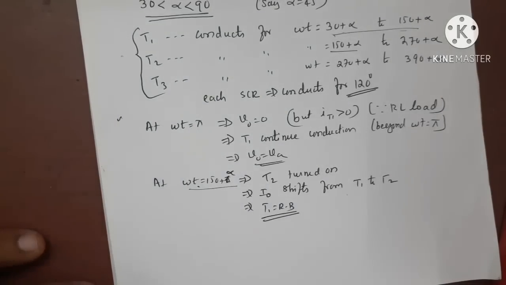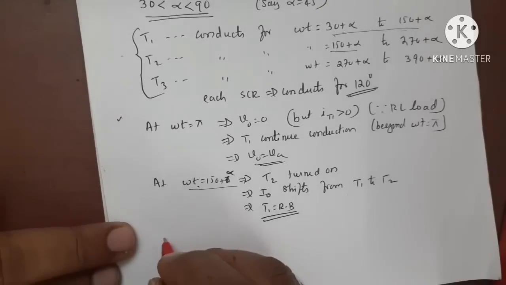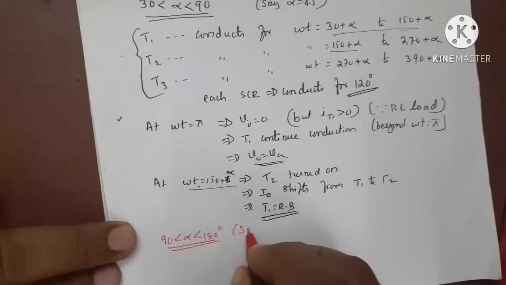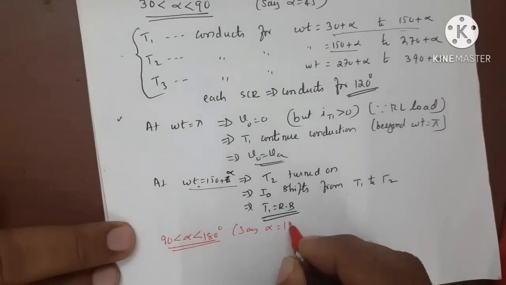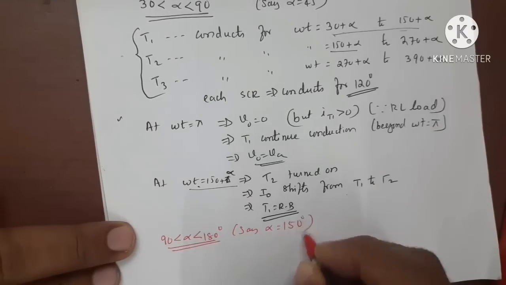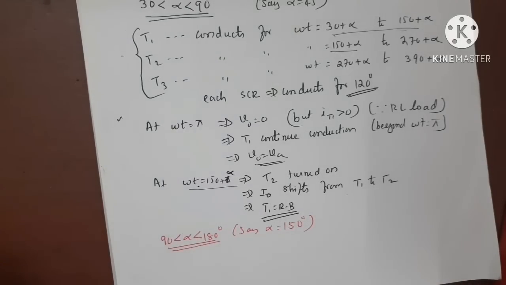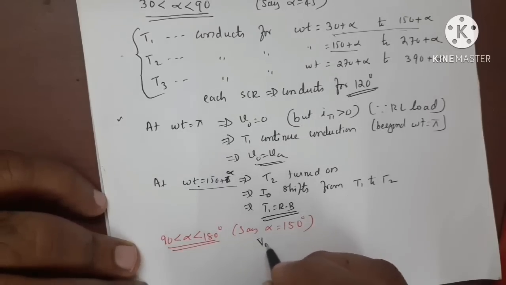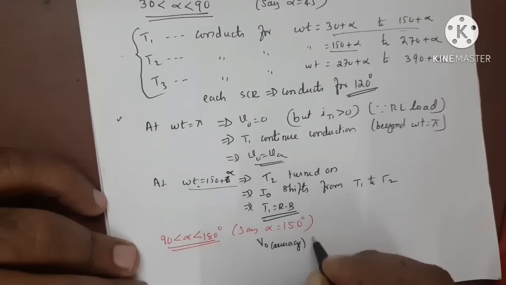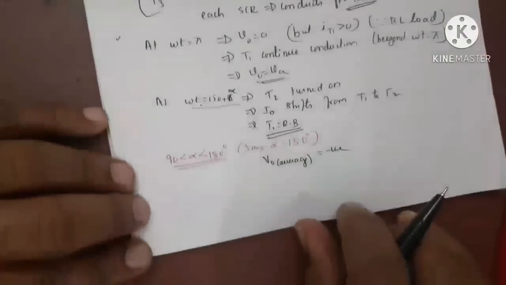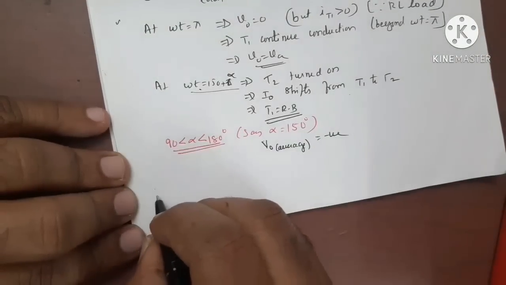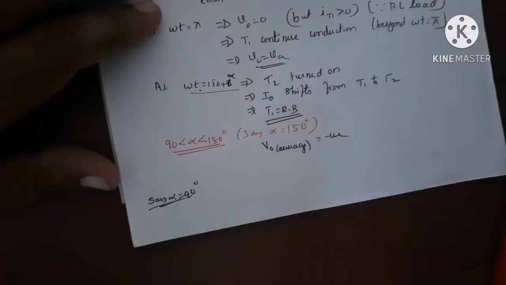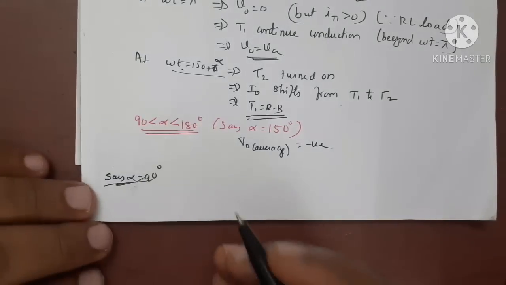Now the question is, what will happen when alpha is beyond 90 degrees, 90 less than alpha less than 180 degrees? For example, say alpha is equal to 150 degrees. The average voltage V0 average becomes negative. We can see it for alpha equal to 90 degrees. Exactly at the boundary point, alpha is equal to 90 degrees.